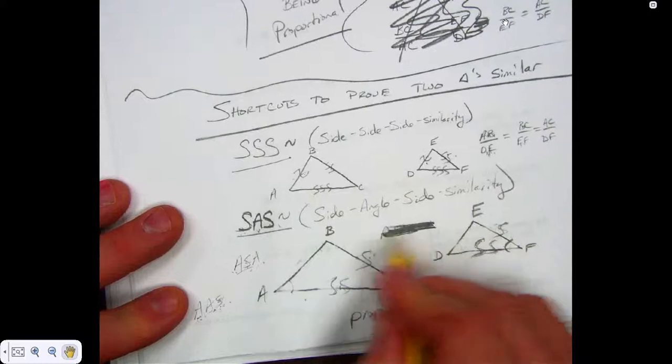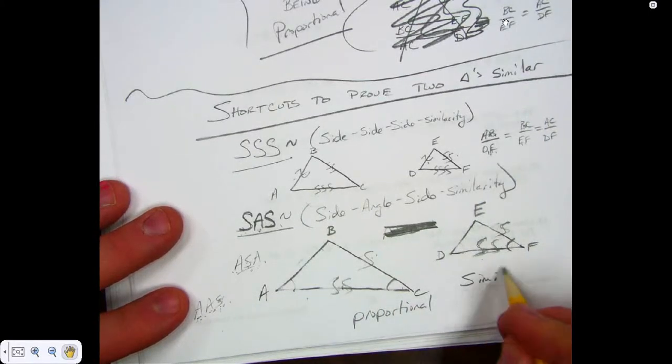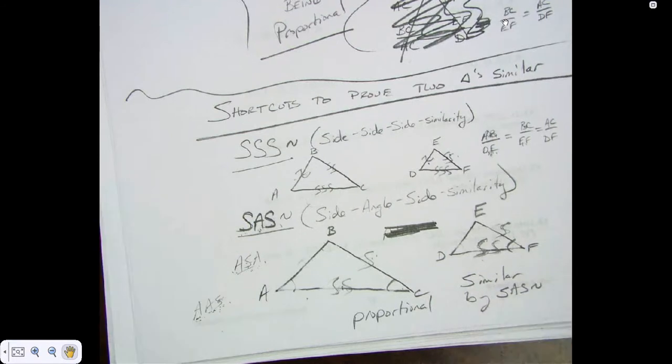So here, these two would be similar by what? Side, angle, side, what? Similarity. And you have to put the similarity thing at the end, because it's not congruent, it's similar. Yes? Okay, so say that we got angle side side.